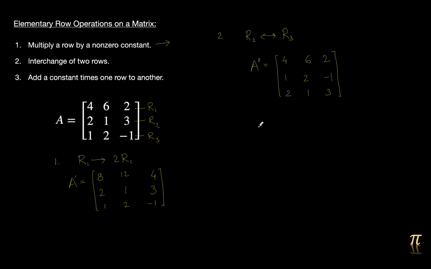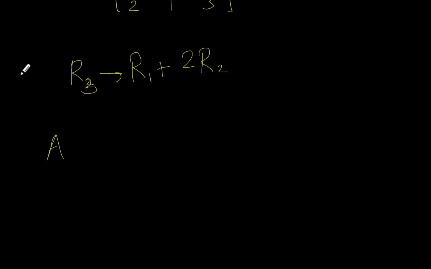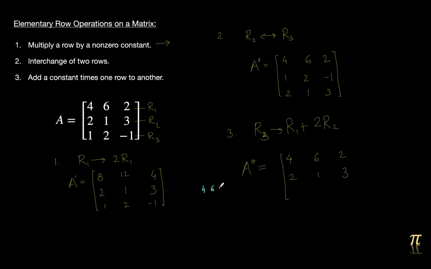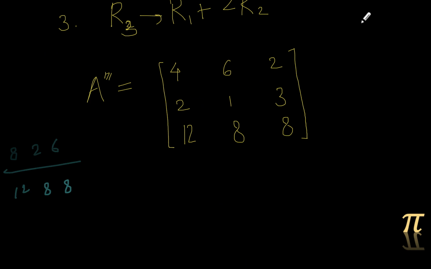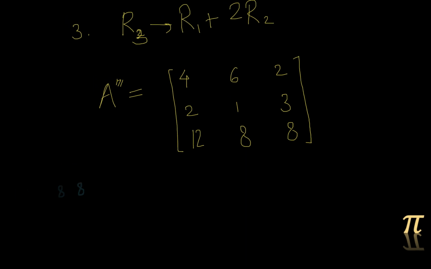Adding a constant times one row to another: suppose in row 3, this is our example of the third one, A triple dash. This is just a notation again. So the first two rows will remain the same. In row 3, we are going to add R1 plus 2 R2. So R1 is 4, 6, 2. R2 is, add them, 12. So we have 12, 8, 8. So these are the elementary row operations which we will use in solving a system of linear equations.